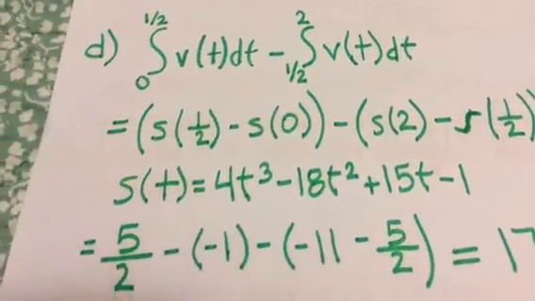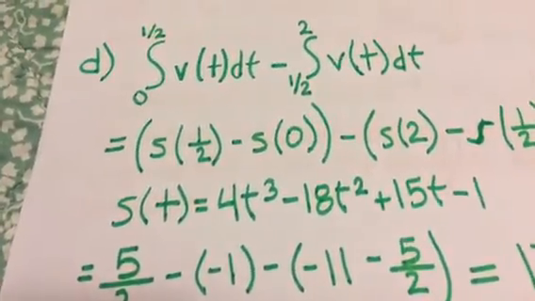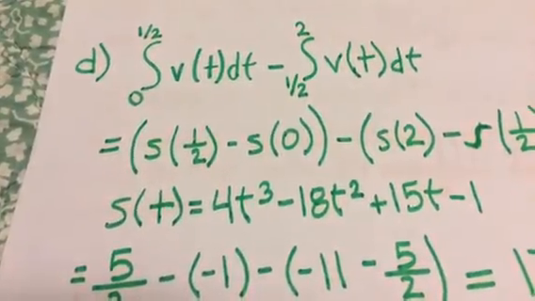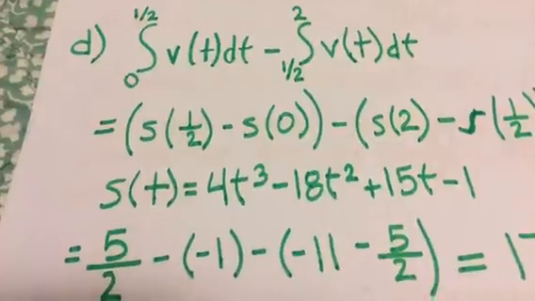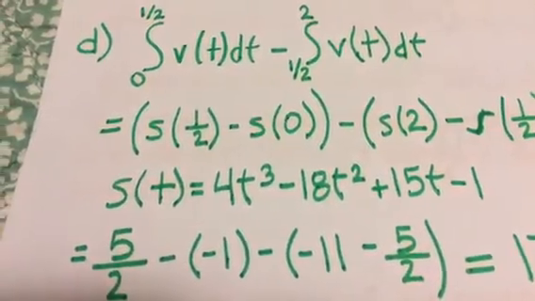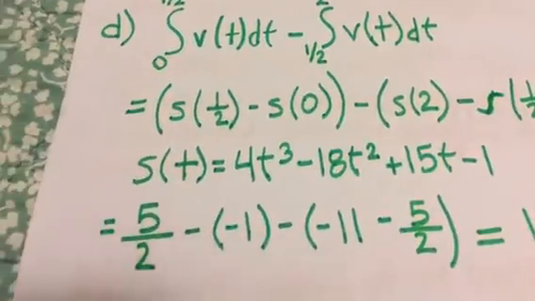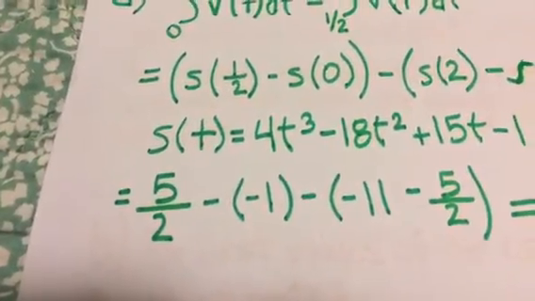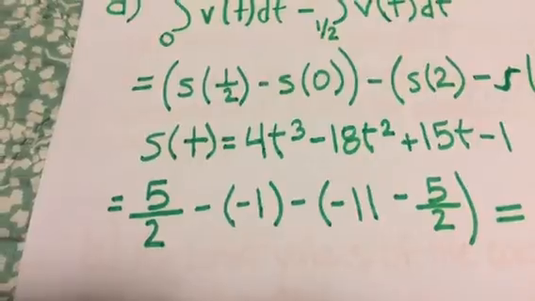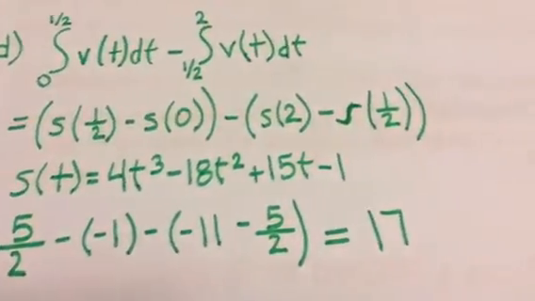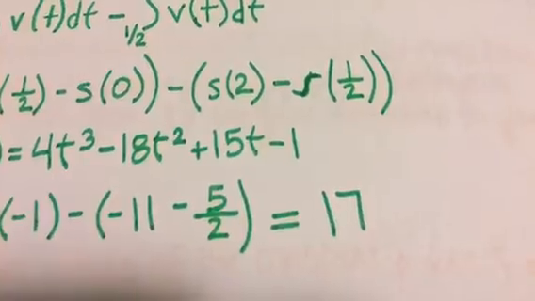So, in case you've forgotten the position formula, which we found in an earlier problem, S of t equals 4t cubed minus 18t squared plus 15t minus 1. We would plug in the 1/2, 0, 2, and 1/2, and we get these numbers: 5/2 minus -1 minus -11 minus 5/2. I have done the math for you, and it is 17, which is the total distance traveled.